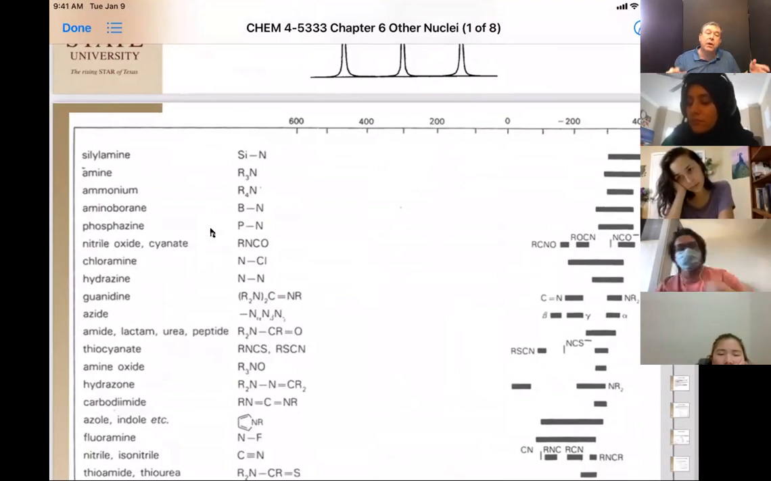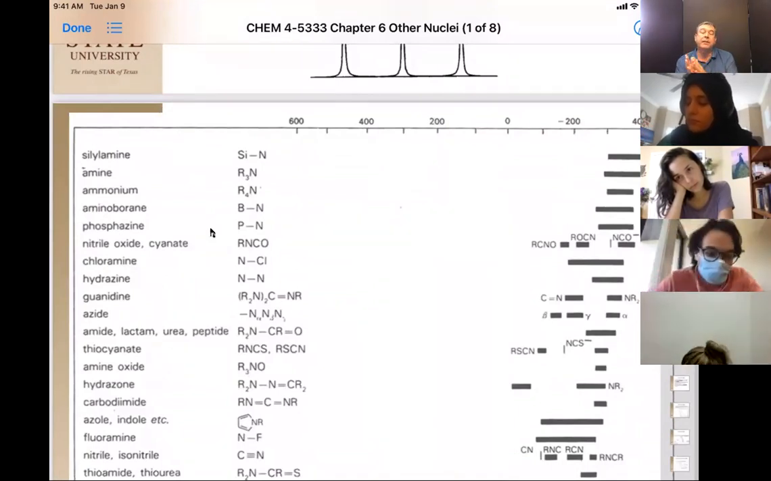And so starting from things that look most like our TMS. So if we think about the silicon tetramethyl silane, right? We always put that down at the zero mark for proton and carbon, right?